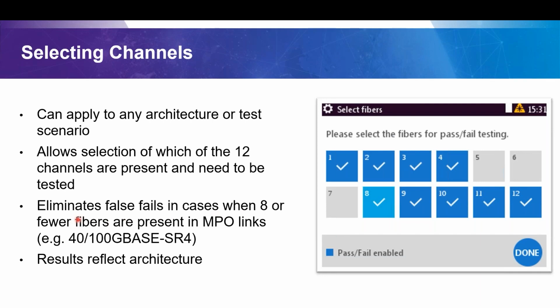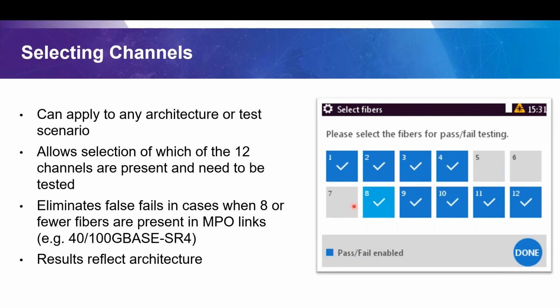And then that's right here, it says that it eliminates false fails in the case of when 8 or fewer fibers are present in the MPO links. So if you've only got 8 fibers, the test is going to fail all the time because it's going to think that these are bad fibers in there. So in this case, you would turn off 5, 6, 7, and 8.